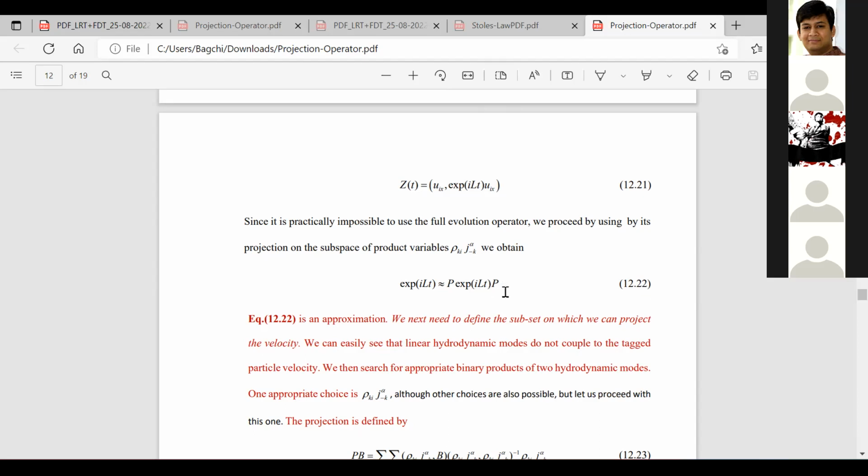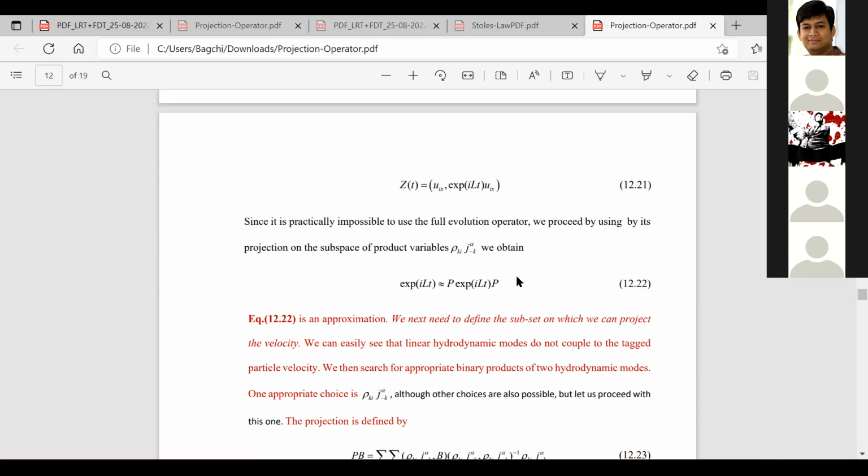I have not yet given P. What is the P? Now I have to choose what could be the P. What are the modes? My velocity of the tagged particle will be connected, as I was already telling, to two modes: one is the current and the other is the density. Now, if I put just density and evaluate that, it will be 0. If you put current and evaluate it, it will be 0. So next is the binary product. That's why you hear the term binary product.